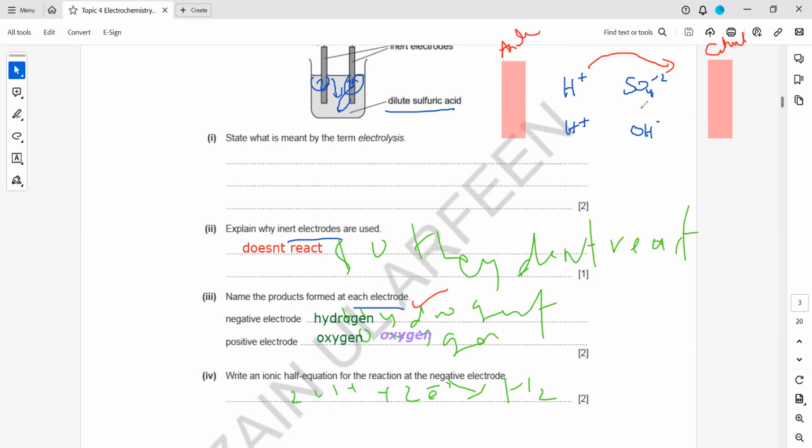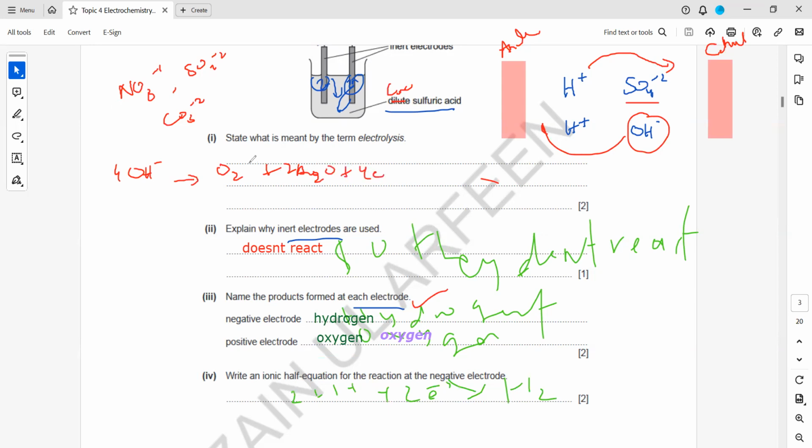Then we have hydroxide ions and sulfate ions. Remember, sulfate, nitrate, or carbonates never move during electrolysis, even if it was concentrated sulfuric acid, they will not move. So what will move? The hydroxide will move there. And whenever the hydroxide ions move there, the equation is that 4 hydroxide ions will give oxygen and 2 water molecules and lose 4 electrons: 4OH⁻ → O2 + 2H2O + 4e⁻. So the product is oxygen.